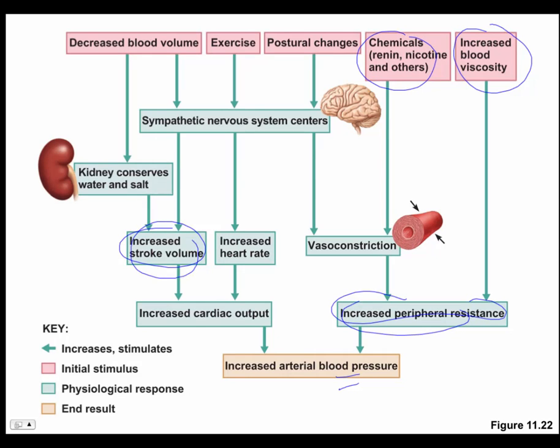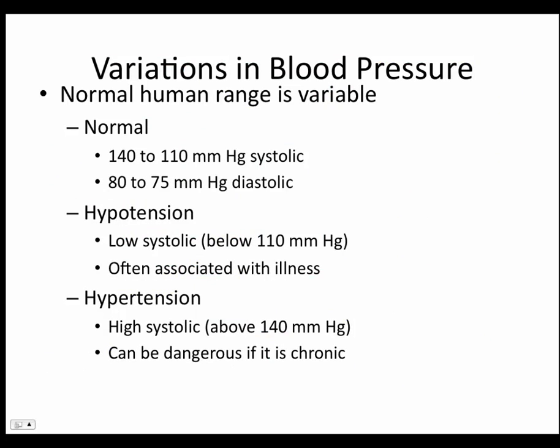How do you increase stroke volume and increase your heart rate? You can stimulate your sympathetic nervous system, increasing your cardiac output. And of course, once you increase cardiac output, you can also alter your blood pressure. Looking at normal human ranges for blood pressure, normal systolic is 110 to 140 millimeters of mercury, and then for diastolic, we have 75 to 80.